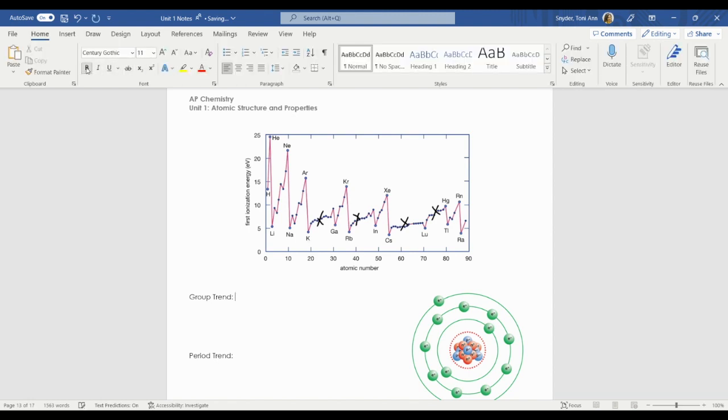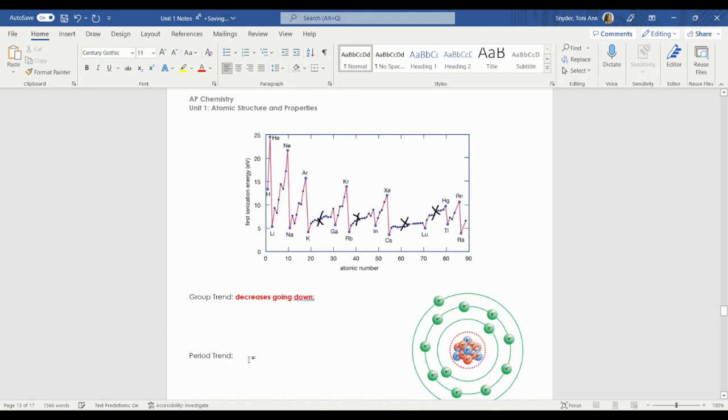So while we're on this topic, let's talk about what the group trend is, based off of this particular figure that's given to us. We can see that as I go down the alkali metals and as I go down the noble gases, our group trend is that ionization energy decreases going down.